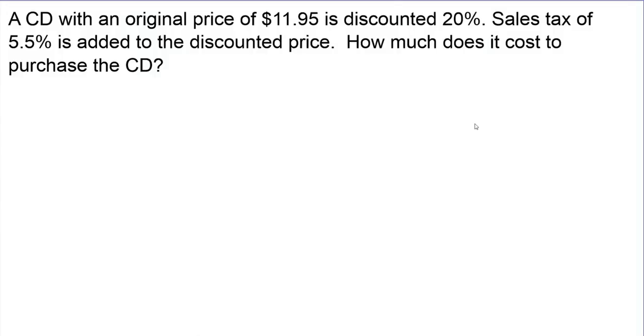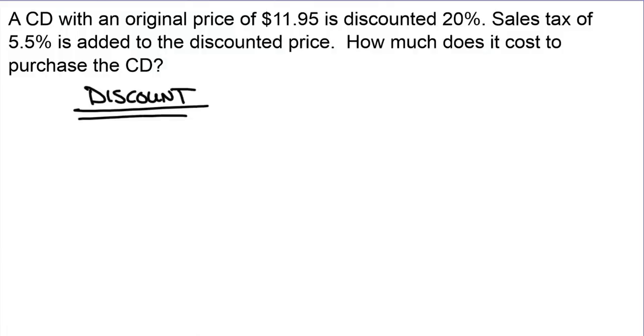So here we've got a discount and a sales tax. So a combination of two things here. A CD with an original price of $11.95 is discounted 20%. Sales tax of 5.5% is added to the discounted price. How much does it cost to actually purchase this CD? So what I'm going to do is I'm going to do this problem step by step. I'm going to do the discount first, and then I'm going to add the tax on afterwards. And I'm going to use method 2 for both of these because I think method 2 is faster.